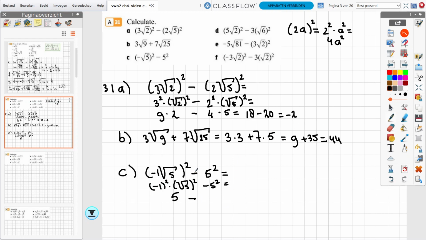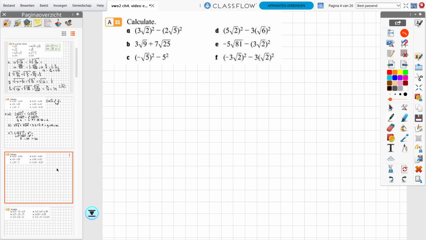Minus, and this minus sign here is not inside of any brackets, so the minus is just chilling there. And then do 5 squared. 5 times 5 is 25, minus there. The answer is minus 20. Okay? And D.